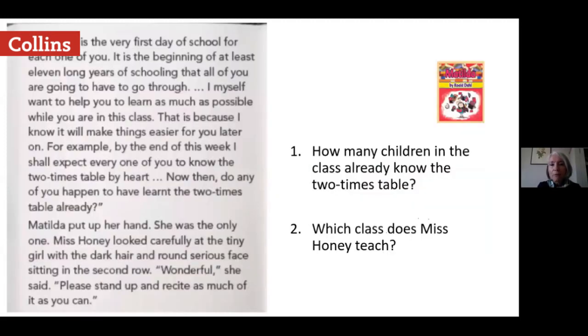Look at this little bit from Matilda. Take a minute to read this through. How many children in the class already know the 2 times table? This is an easy question because the answer is given explicitly in the text by Roald Dahl. He gives us the answer to that one explicitly. What's the answer to that? How many students already know the 2 times table?